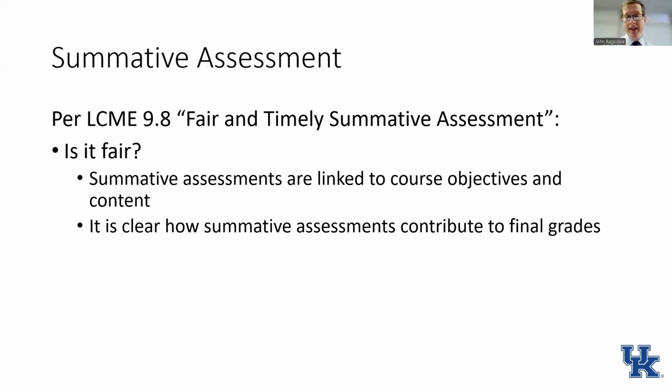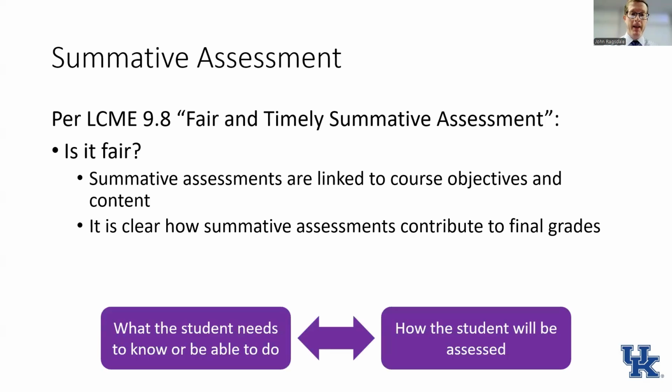So what you say the students have to learn and what you teach them directly aligns with how you end up doing the summative assessments. And it's clear to students how those summative assessments contribute to their final grade. So how are you using whatever summative assessments, the exams or whatever other summative assessments you're using in your course, how do those end up contributing to the final grade for the student? In other words, what you say that the student needs to be able to do in your course needs to be directly aligned with how the student will be assessed. Those two things should be perfectly aligned. So that's one concept, is it fair?